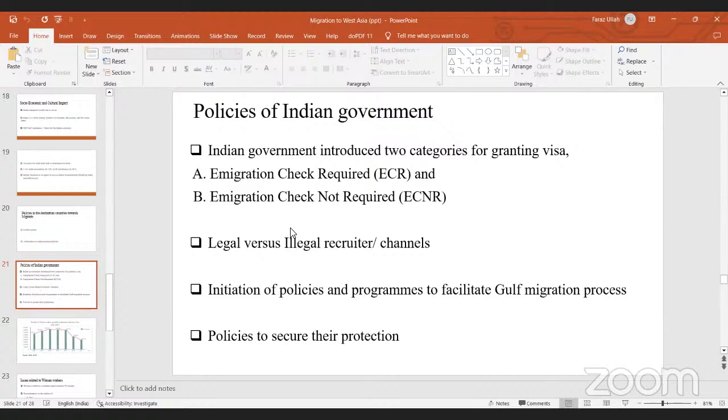Likewise, the government of India has also put restrictions on the operation of commercial recruiting agencies in India in order to stop any more instances of workplace harassment. The Indian government has also initiated several policies and programs to facilitate the migration process and to secure their protection, to strengthen the Indian migration bond.